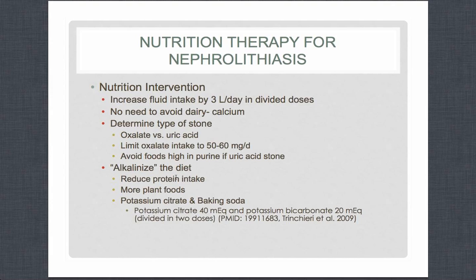It's important to determine the type of stone. Oxalate versus uric acid, those are the two most common stones. Oxalate stones are the most common, but limiting oxalate intake to 50 to 60 milligrams per day can reduce the progression. Oxalates are found in some vegetable foods as well as some animal foods. So avoiding things like spinach and almonds can actually become important if somebody has an acute oxalate stone. And then alkalizing the diet. So these stones only precipitate in an acidic system. So alkalizing the diet by reducing protein intake, more plant foods, potassium citrate, and baking soda are also ways to prevent kidney stone formation.